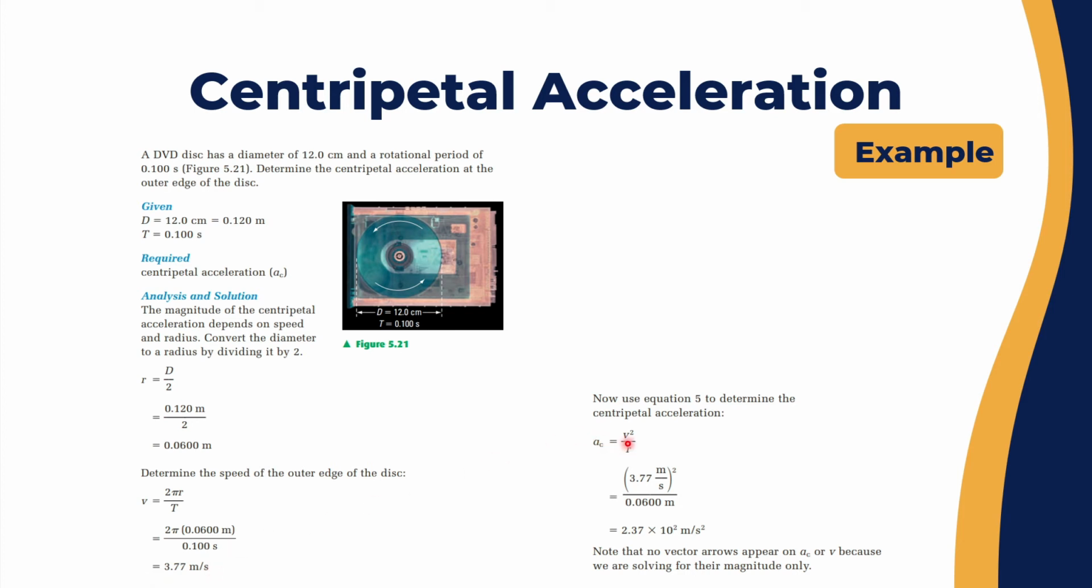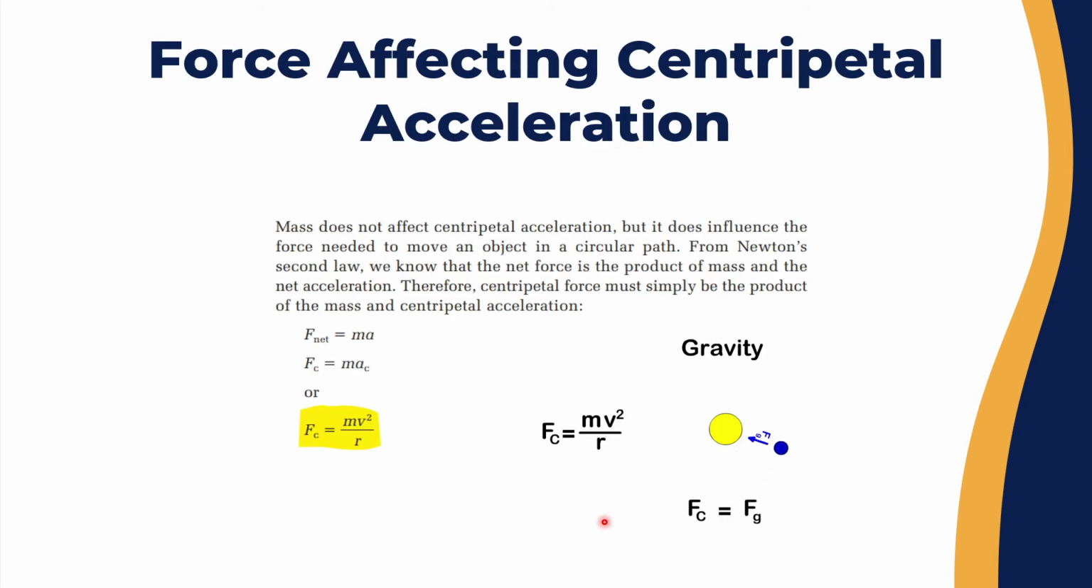Now the AC is V squared over R. Of course, V means the circular velocity. 3.77 squared over 0.06 would give you a centripetal acceleration of 2.37 times 10 to the power 2 meters per second squared. Other factors affecting centripetal acceleration.